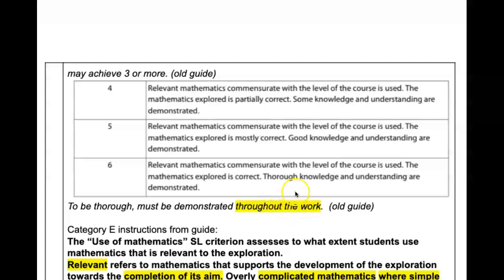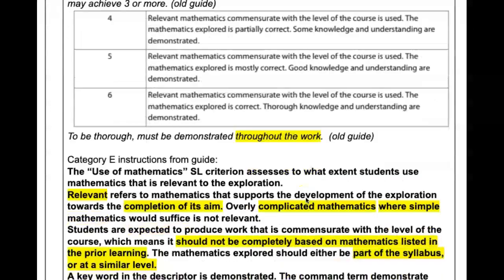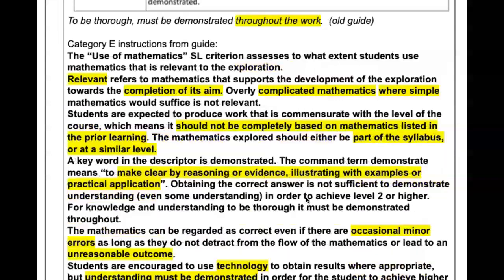Next section, use of math. You are trying to show math understanding, and you are probably doing it throughout the IA. Relevant: usually people do more than one math process, not because you have to, but in the natural course of things, you're going to do 2 or 3 math processes to accomplish whatever aim you're looking at. Just make sure you don't bring things into it that are not really important to accomplish your aim.